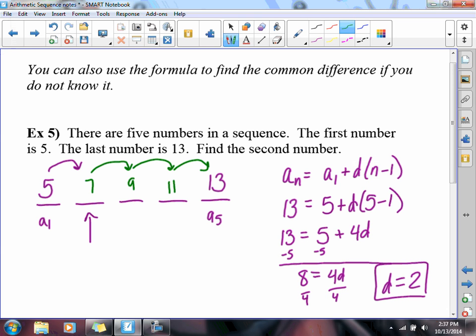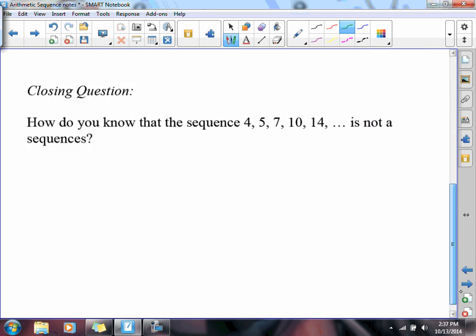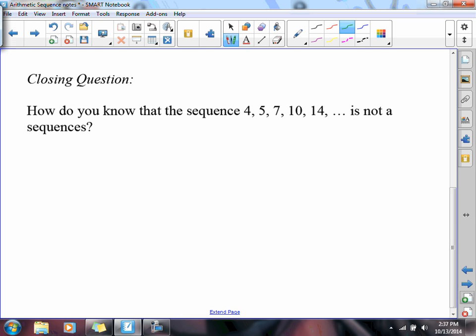So there's a variety of different ways that you can use that equation or that formula for the arithmetic sequence. You can use it to find the first term or the last term or the difference or the variable n. So it has a lot of applications. So I have one last question for you. How do you know that this sequence 4, 5, 7, 10, 14 is not a sequence?